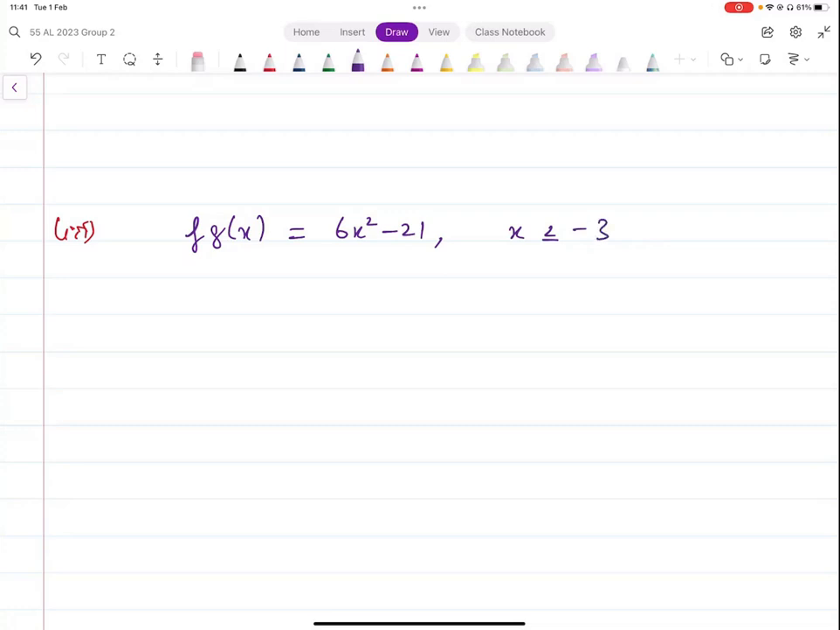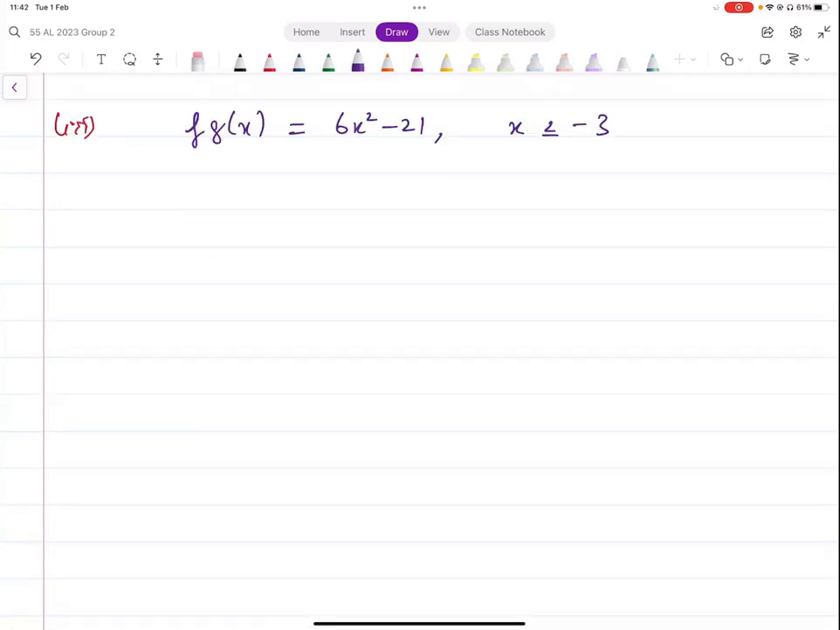You need to find the range of this function. Now it doesn't matter if it's a composite function or something else. You have a quadratic expression. You're given a domain for that. You can find the corresponding range. How do we find it? It's a quadratic function. We can input -3. That's one important point that we have. We input -3. What do we get? 6 into -3 whole square minus 21. What's this going to give us? 54 minus 21. That's 33. F of -3 turns out to be 33. So we already have one value.